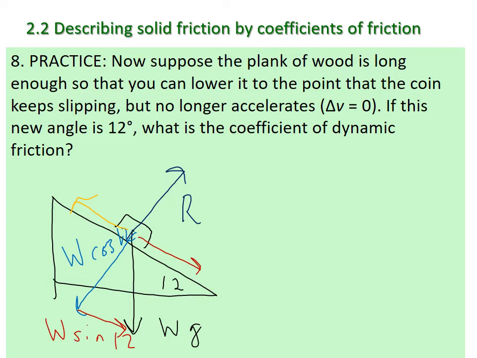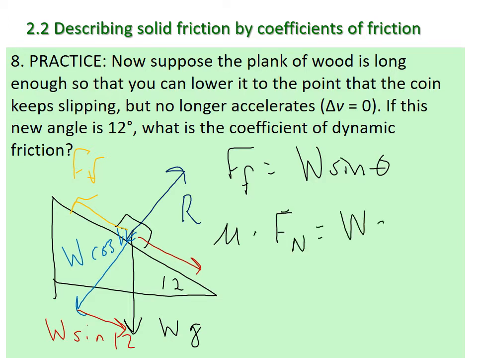The change in velocity is 0, so this is force of friction. And just like before, I'm going to say that the force of friction equals W sine theta. And I know that the force of friction is mu times force normal equals W sine theta. And hopefully, once again, you'll go through all the steps and you'll get that in this case, mu sub k, the coefficient of kinetic friction or dynamic friction, is equal to tan of 12 degrees.